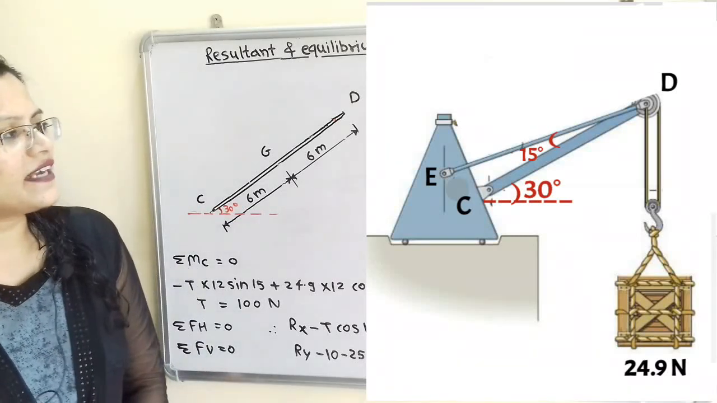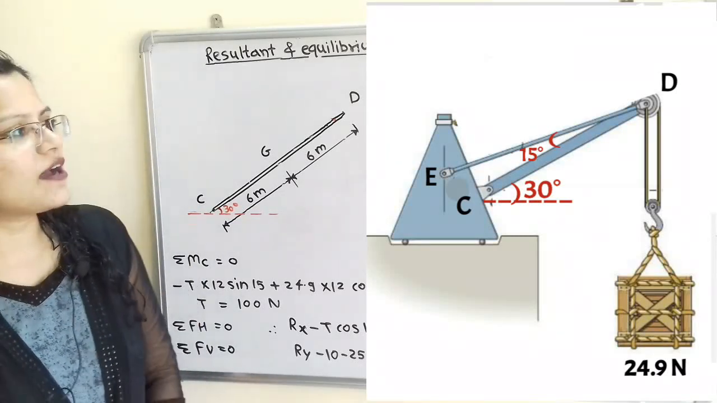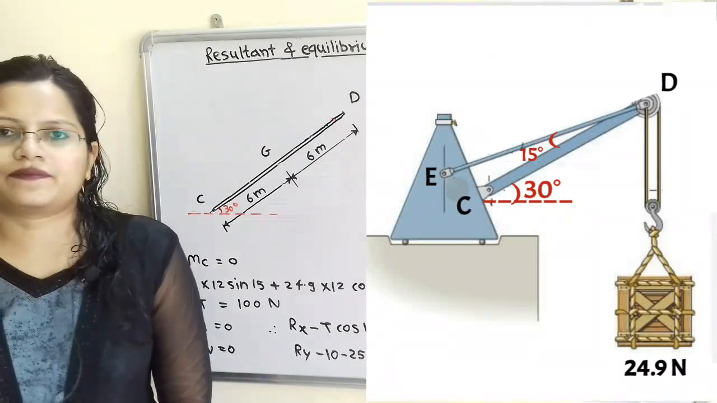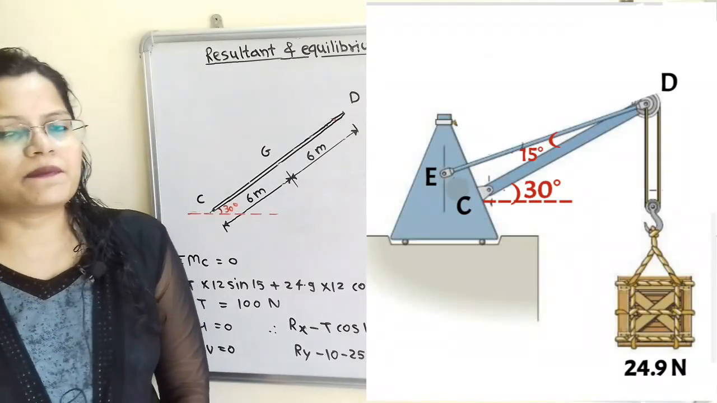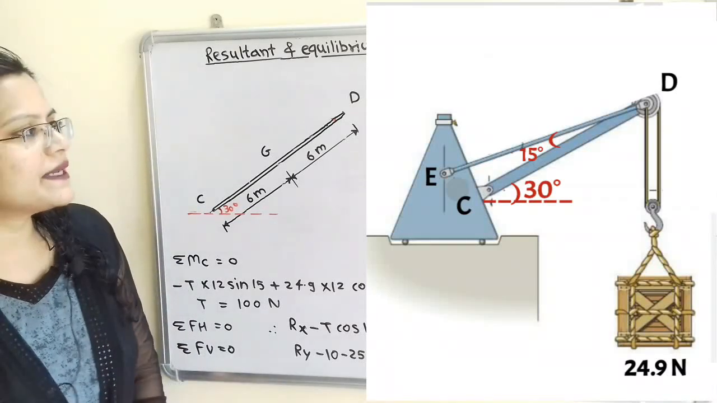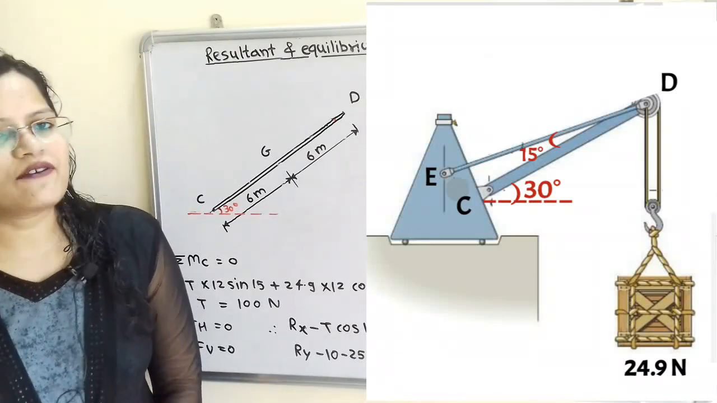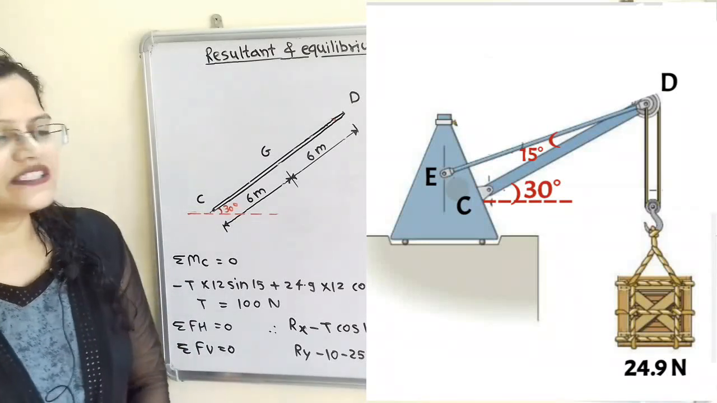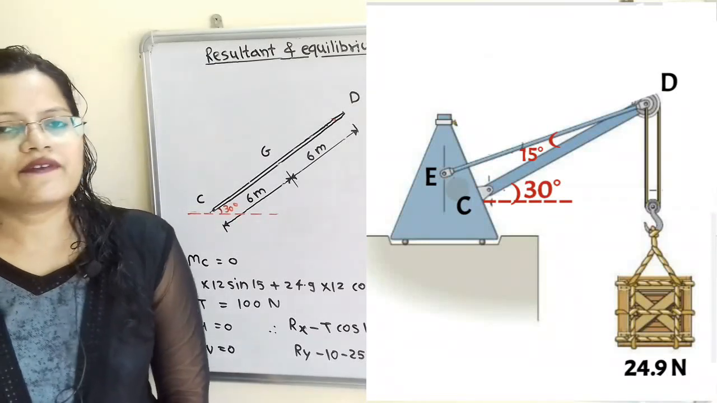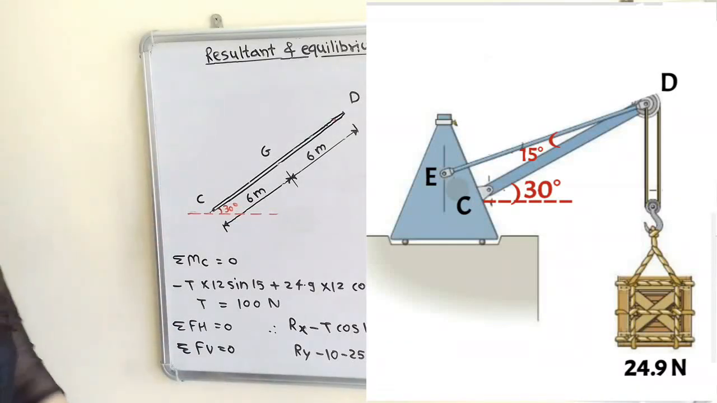We have to find out the tension T developed in the cable ED. Here the cable ED is making an angle of 15 degrees with beam CD. We also have to find out the reaction developed at the hinge C. We will first draw the free body diagram.